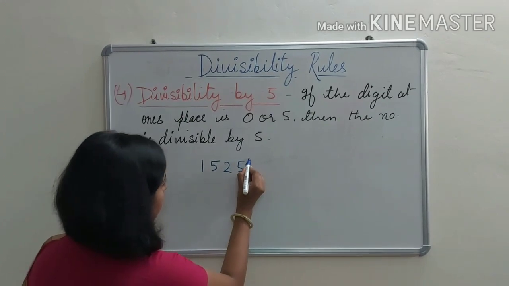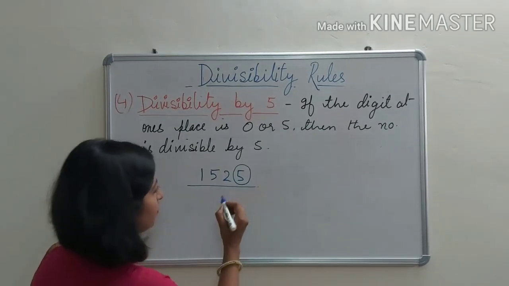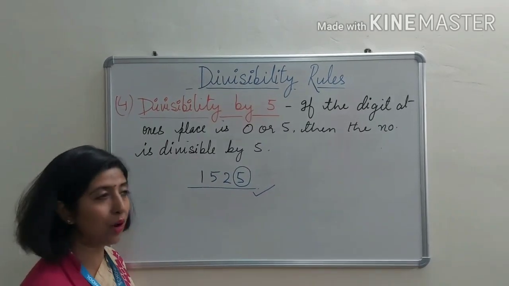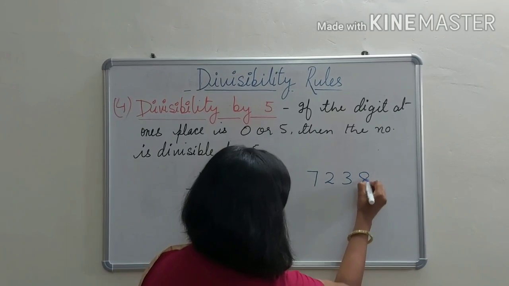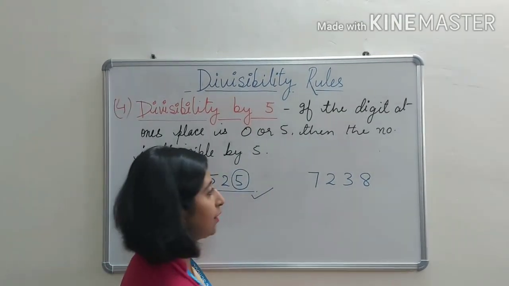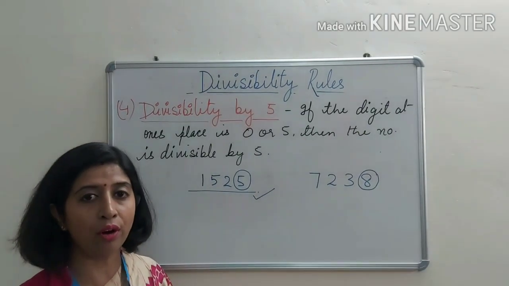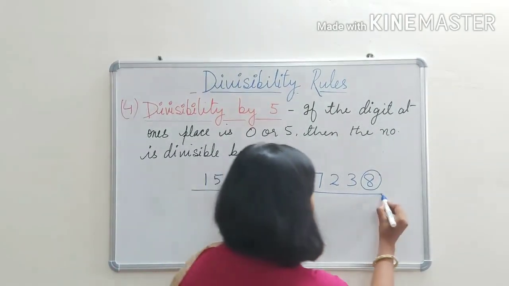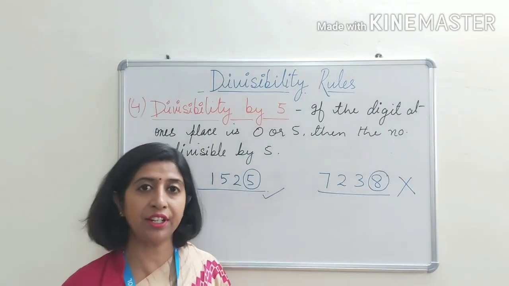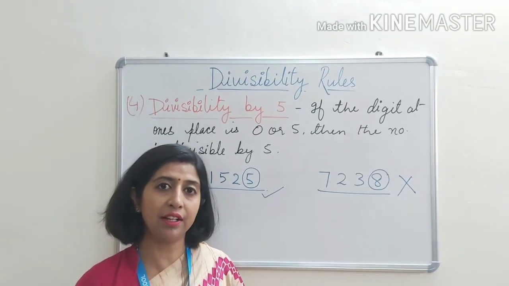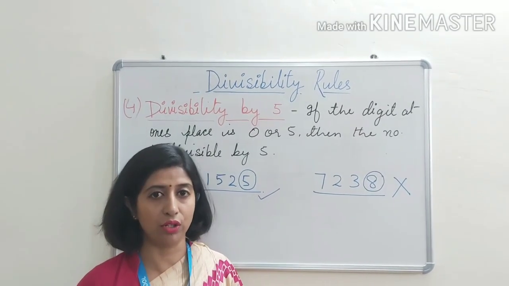Here the digit at one's place is 5. So this entire number is divisible by 5. One more number, 7238. Here we can see that the ones place digit is neither 0 nor 5. So this number is not divisible by 5. So it's very easy to understand by seeing the number which number is divisible by 5 or not.